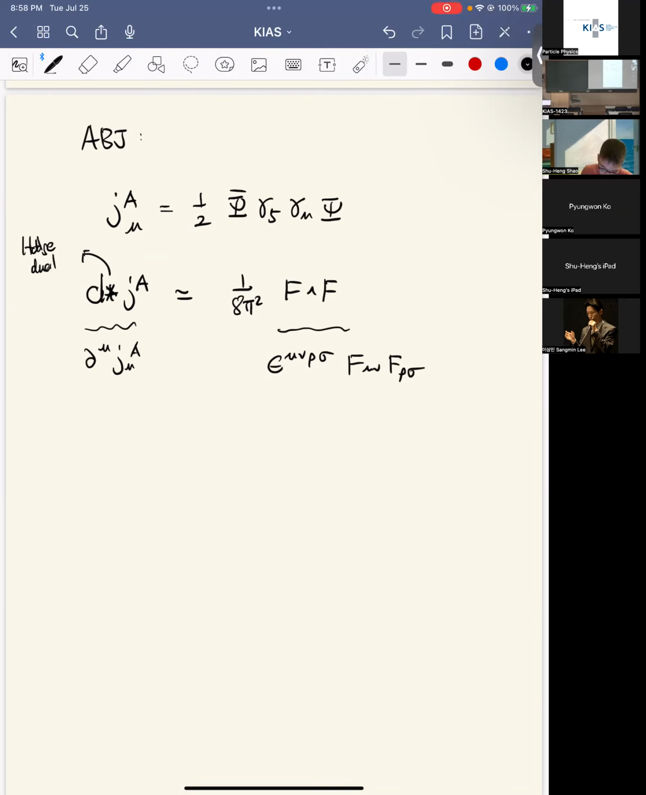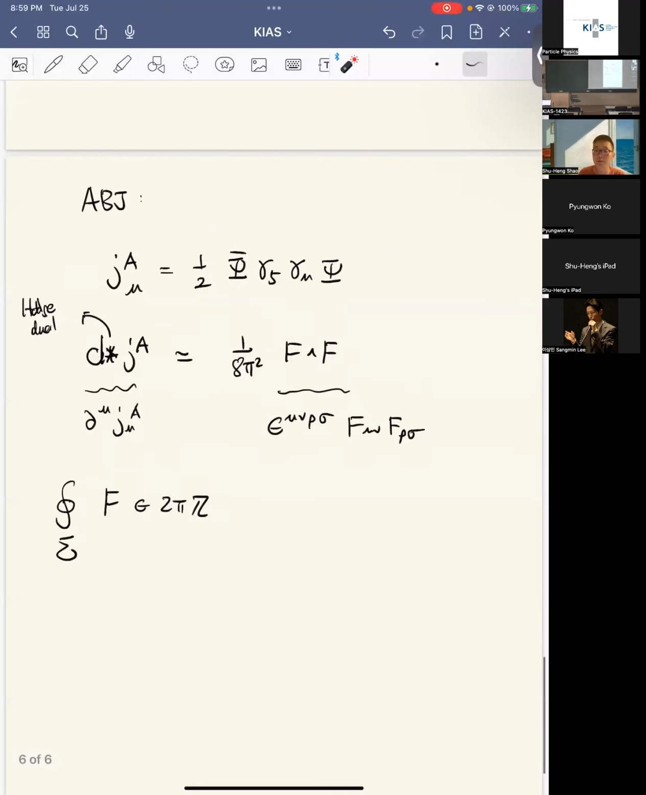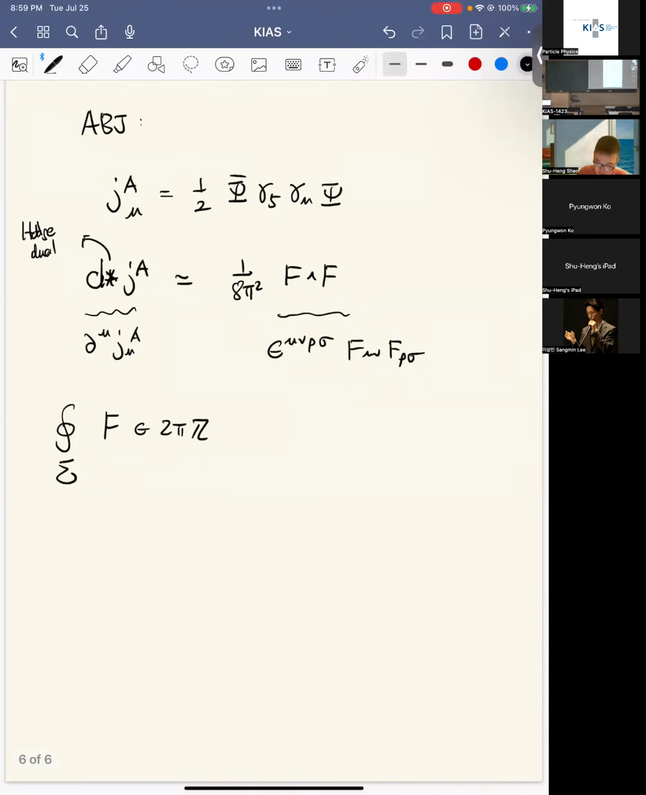A side comment is that here I normalize my gauge field such that when you integrate F along the two-cycles, it's always 2π times an integer. In the standard quantum field theory textbook, the normalization differs from here by a factor of e squared. So that's why in quantum field theory textbooks, there's typically e squared over here. But in this talk, I choose a different normalization that will be more convenient for later purposes. All right. So this is the anomalous conservation equation. J_A is not really conserved. It's violated by F wedge F.